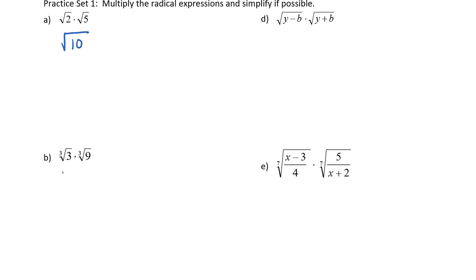Now let's look at b. We have the cube root of 3 times the cube root of 9. This is equivalent to the cube root of 3 times 9, which is 27. We can simplify this one because we know that the number 27 is a perfect cube. So 3 times 3 times 3 would give us 27. And so the cube root of 27 is just 3.